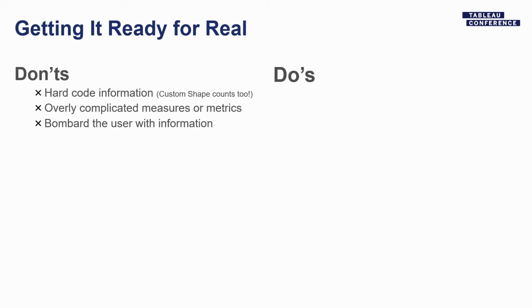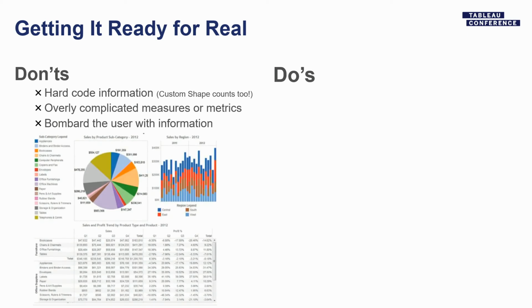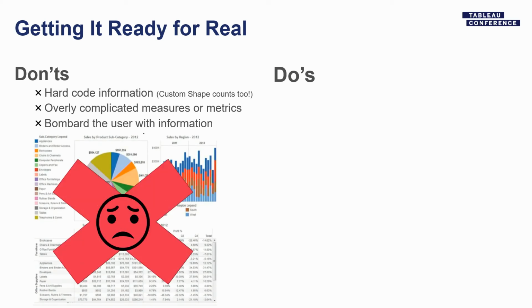When you're talking hard code, does that also include custom shapes? That's what I was just about to say. We don't want to do the custom shapes hard-coded because those dimensions might change over time, and then you're going to have to go back in and reapply those shapes. All right. And when you say bombard users with information, you're talking something like this? Yeah, we definitely don't want to do things like that. All right. Then what should we do instead?